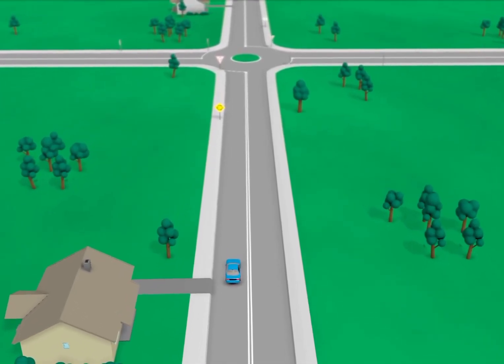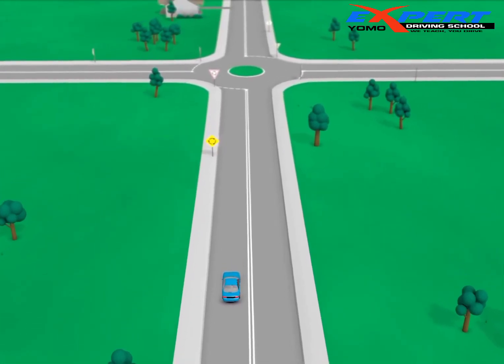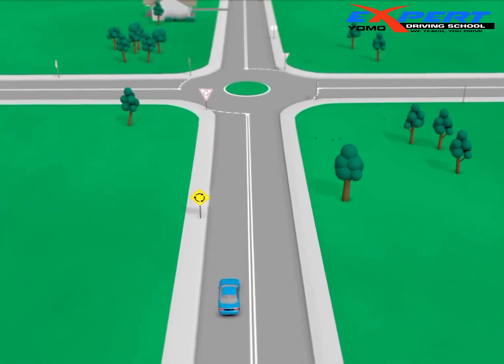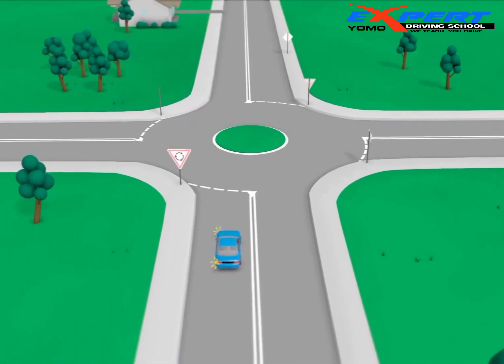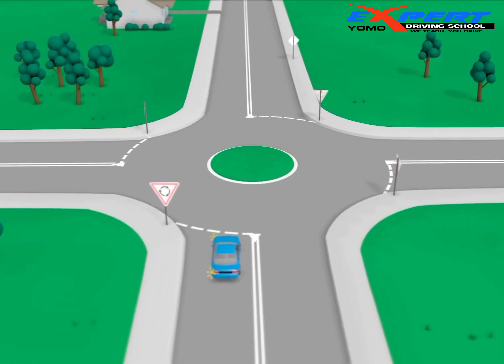Approaching a roundabout. When you approach a roundabout, you must use your indicator if you intend to turn left or right or make a U-turn at the roundabout. You must give other road users sufficient notice of your intent to turn.